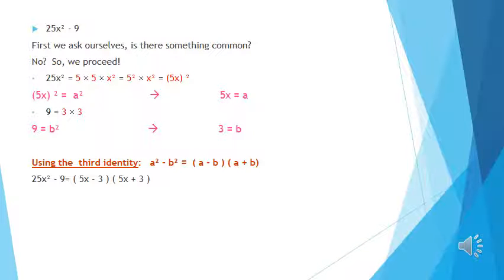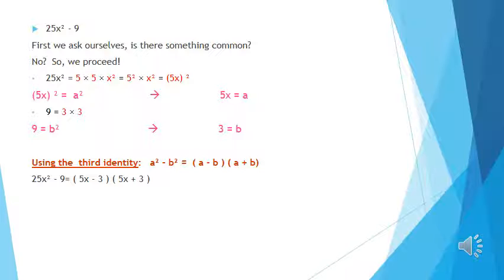Now solving another example, 25x² − 9. First we ask ourselves, is there something common? No, so we proceed. As you can see, when factorizing, we must always ask ourselves, is there something common? Because if there were something in common, we must take it out, open parentheses, and factorize at first. Here, there is nothing common, so we proceed.